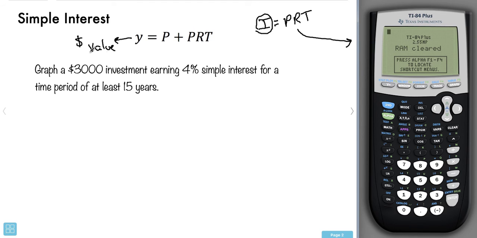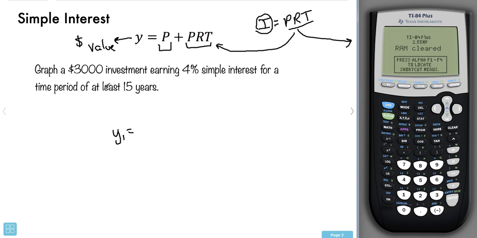The value of a simple interest investment at any given time is whatever the initial amount invested was, the principal, plus the interest, and that comes from the interest formula. So it's what you put in the bank, for example, plus the interest after some period of time. So when I want to put that into my calculator, I'm going to put it into Y1.